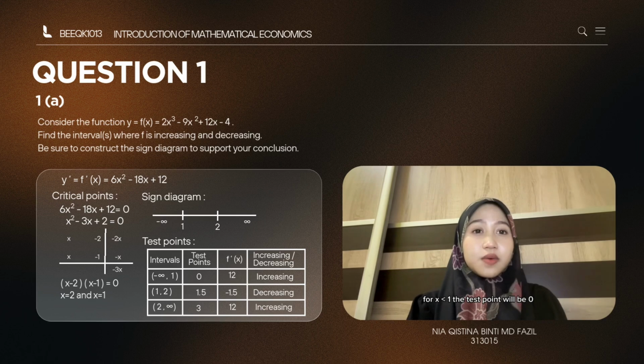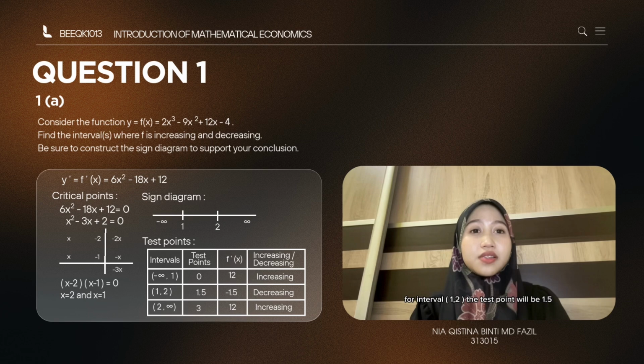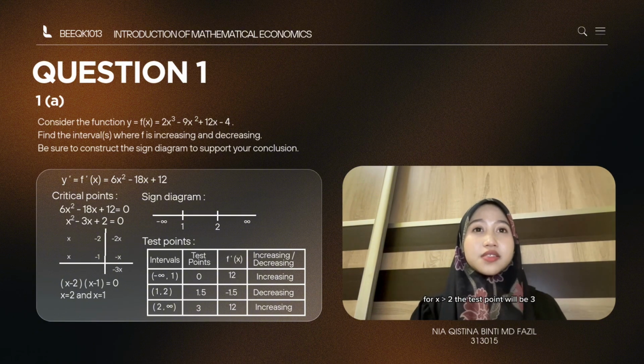For x less than 1, the test point will be 0. So f prime x will be positive 12. This means that this interval is increasing. For the interval 1 to 2, the test point will be 1.5. So f prime x will be negative 1.5. This means that this interval is decreasing. For x more than 2, the test point will be 3. So f prime x will be positive 12. So this means that this interval is increasing.